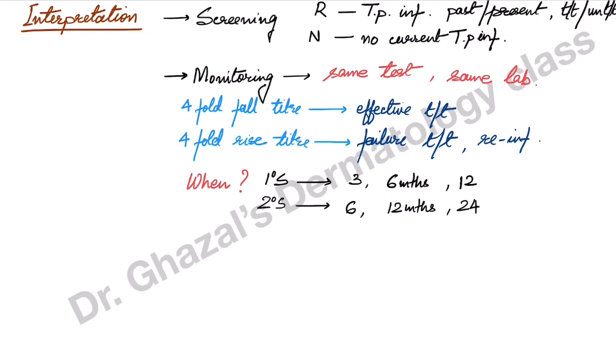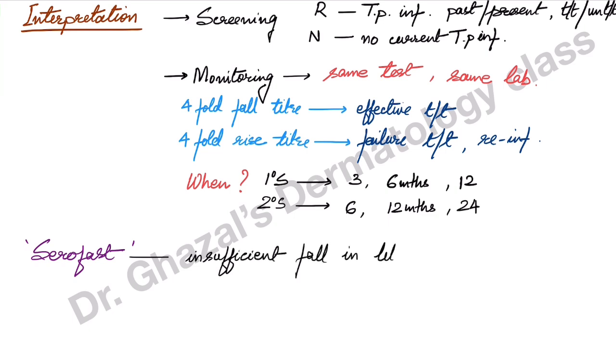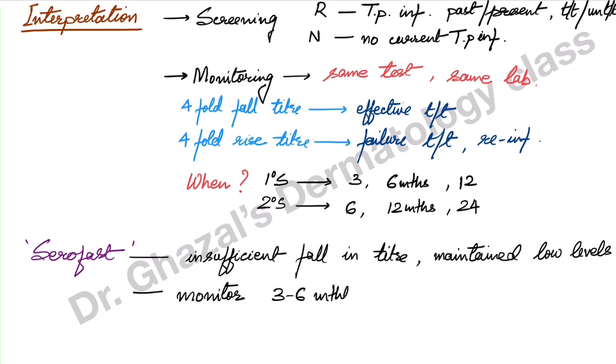Now, in some cases, the patient may be serofast. What does this mean? If you give the treatment and there is an insufficient fall in titer as you expected, that is, less than a fourfold fall, and the titer remains at low levels for a long time, then if you have excluded reinfection or HIV or pregnancy and you are sure that effective treatment has been given, then you just have to monitor every 3 to 6 months and then annually. No need to retreat the patient. This state is known as the serofast state.